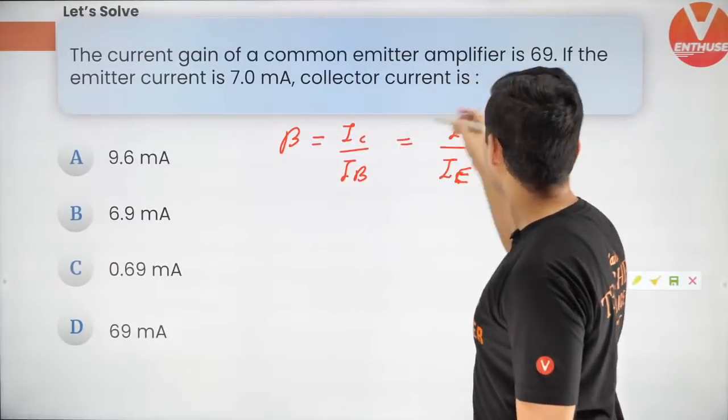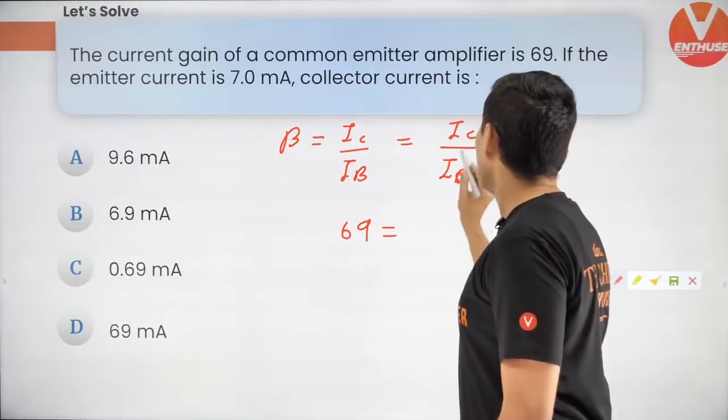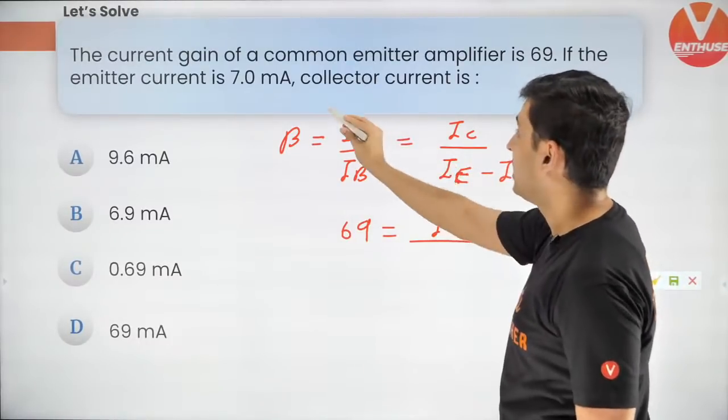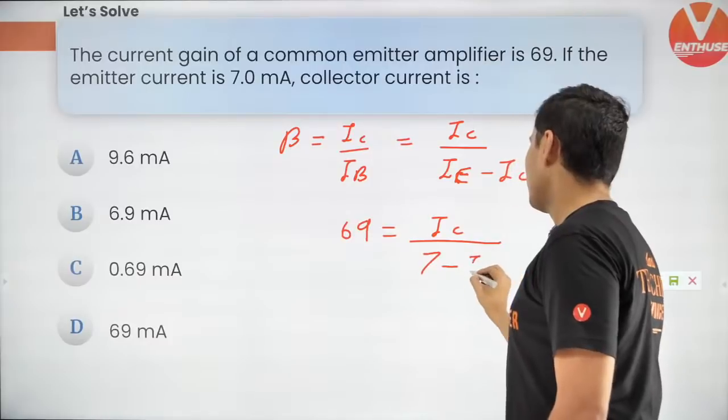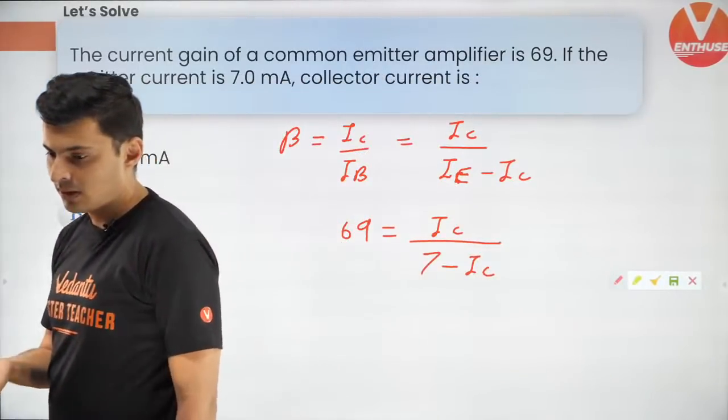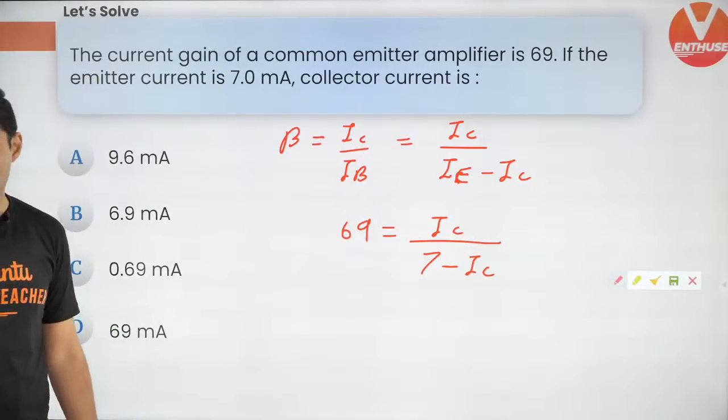Now beta is nothing but 69. IC is what you want to find out. Emitter current is 7 minus IC. You can solve this and get it.